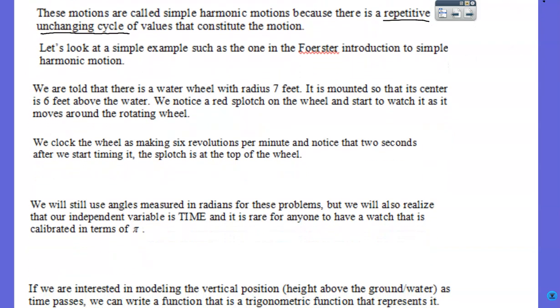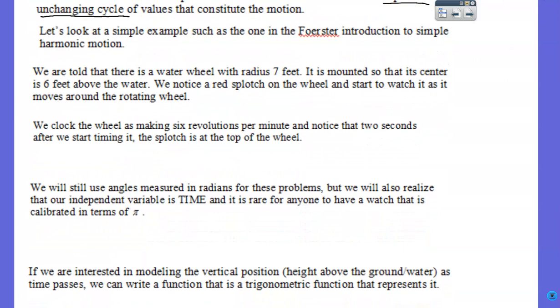So there's an example from the Forrester book that talks about this, so let's just take a look at it. We're told that there's a water wheel. A water wheel is like the wheel that goes into the water and then comes back out. As the water goes through, it turns the wheel, if you're not familiar with the water wheel.